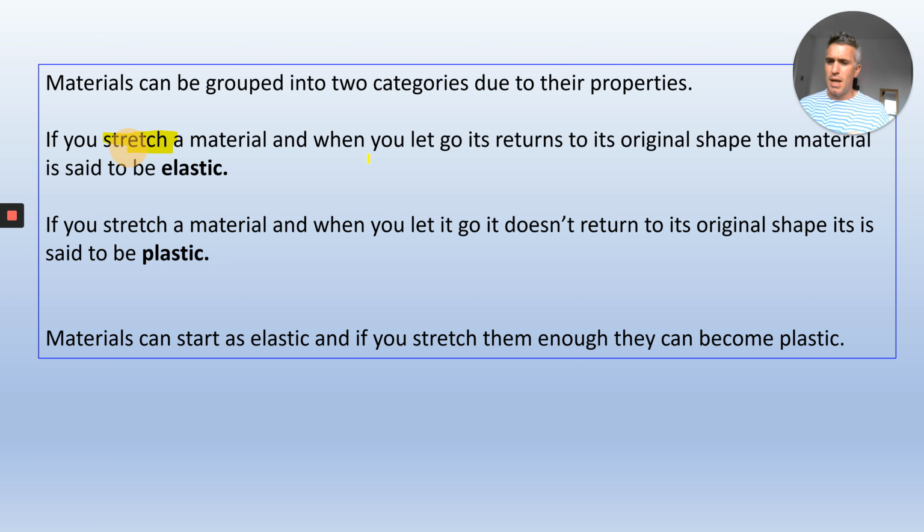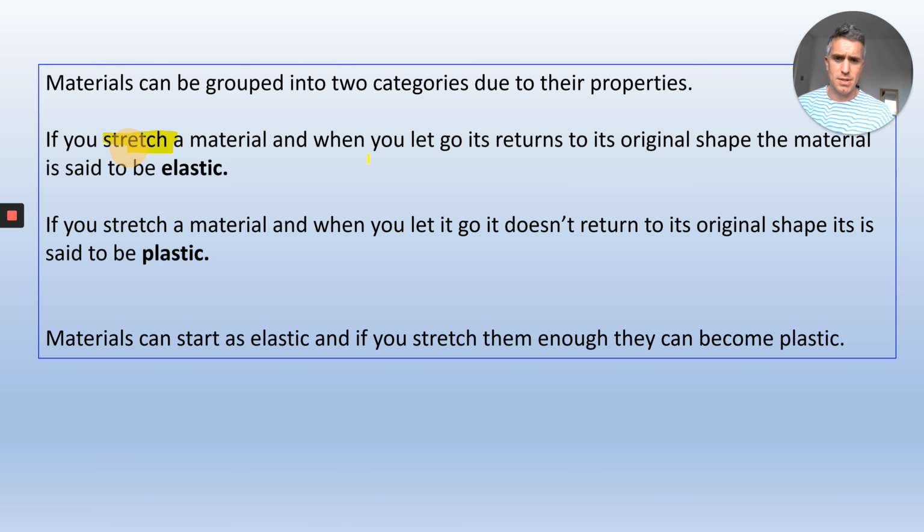Sorry. If you stretch a material and it doesn't go back to its original shape, not breaking like this, but say you get a bit of blue tack and you pull it and then you let go, it doesn't come back together. That means the material is plastic or behaving in a plastic way. Elastic materials stretch, let go, and they go back. Stretch, let go, they don't go back, then not elastic. Not elastic is plastic.